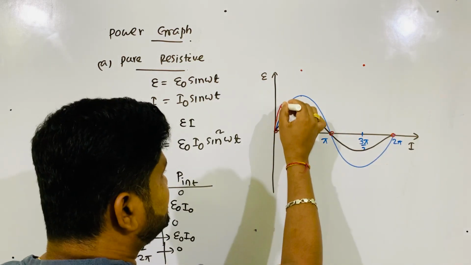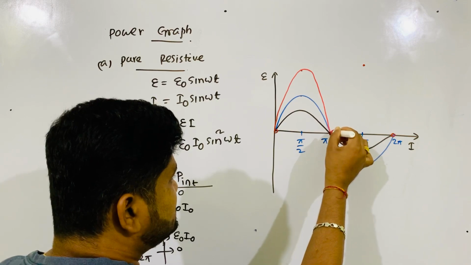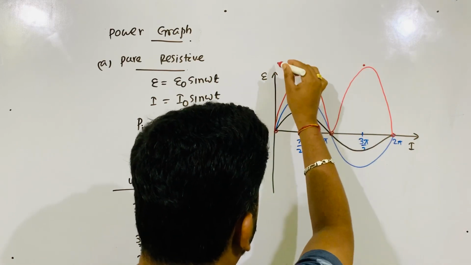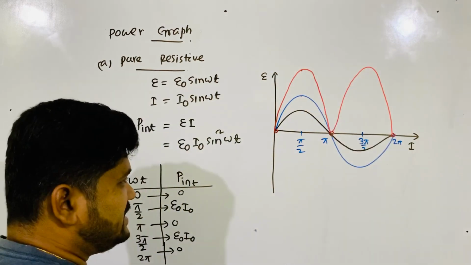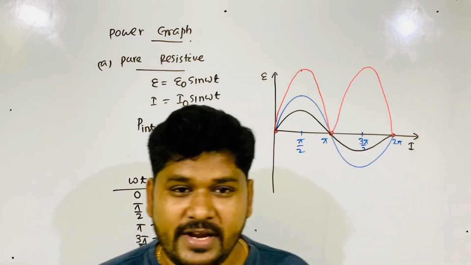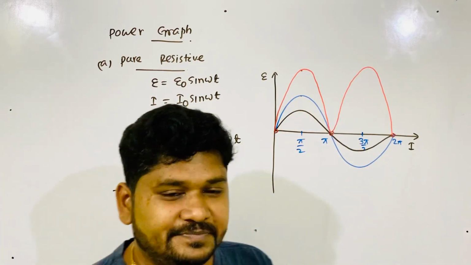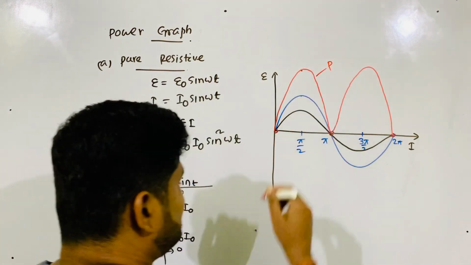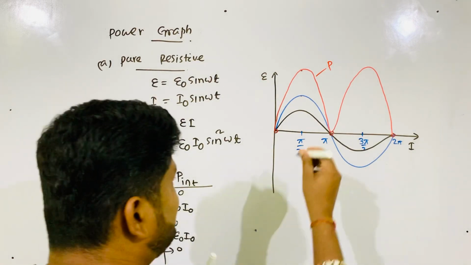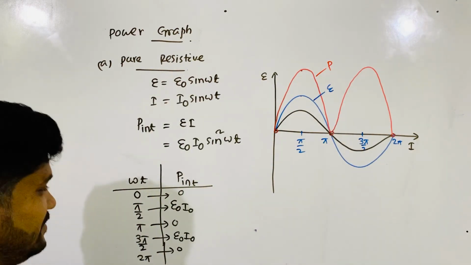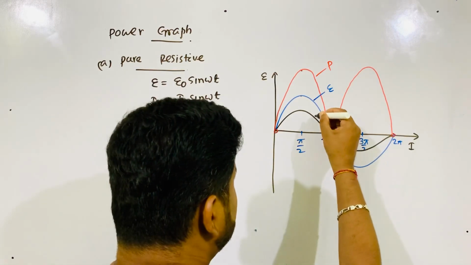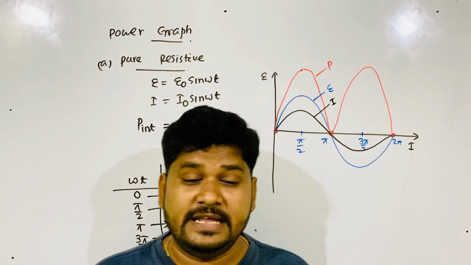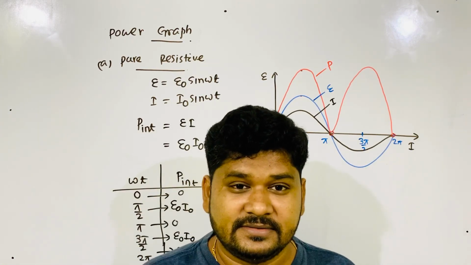Now let's draw the graph. The graph is becoming like this, and again becoming like this. Both will be of the same height, because both have the same E naught. You just manage it if any one is more. So both will be of the same height. This red color is the power line, the power graph. This blue color is the EMF line, and the black color is the current line. Now see, this is the power graph in pure resistive circuits.